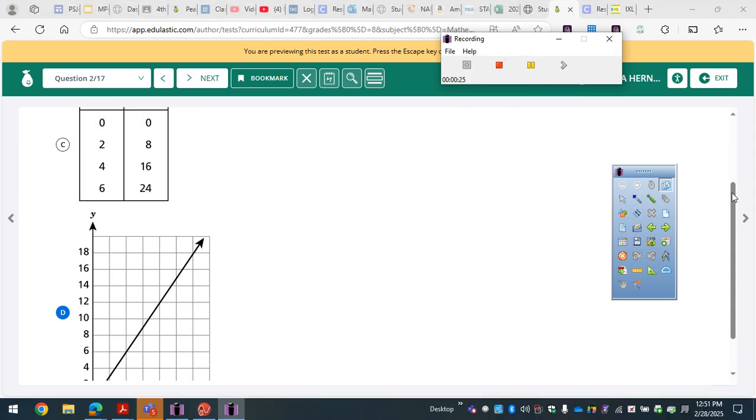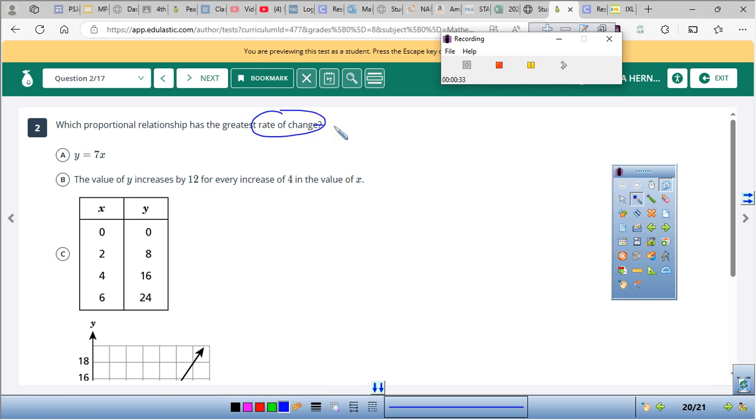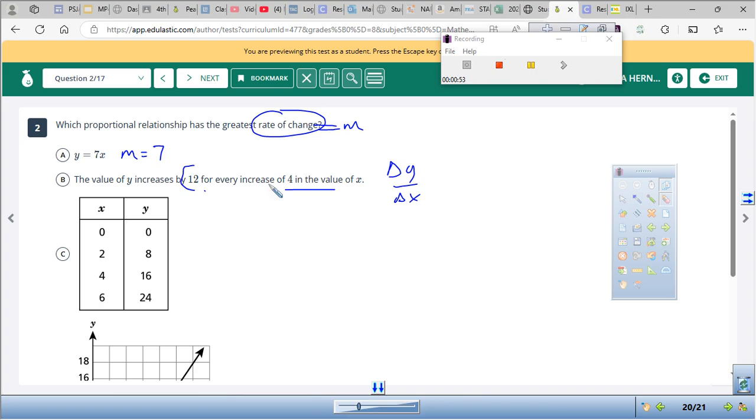This one right here is going to be asking for the greatest rate of change. Now, rate of change is going to be a slope, and the slope is going to be your m. So the m on this one is going to be 7. Then over here, the rate of change. When it comes to slope, it's going to be change in y over the change in x. So this is y. I'm sorry, x. Oh my gosh, I need the y, my bad. So it's going to be 12 over 4, which is now 3. So you have 7, 3. This one here is change in y over change in x.